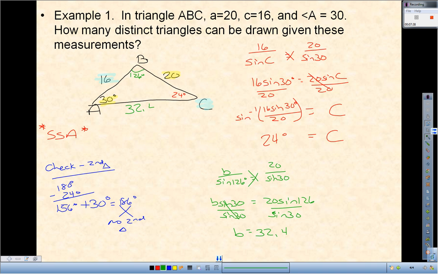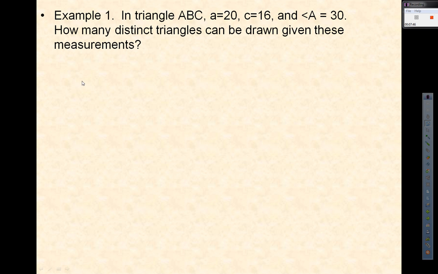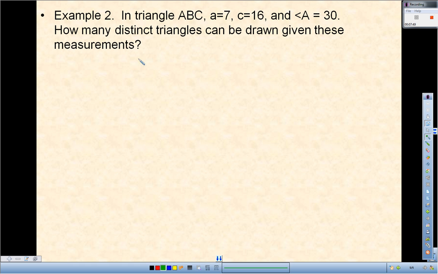All right, let's take a look at another example. For example 2, it says in triangle ABC, side A is 7, so I'm just going to label this A, B, C. Side A is 7, side C is 16, and angle A is 30 degrees. I'm just going to double check. This is side, side, angle. So definitely I need to check and make sure, because this could be no triangle, it could be one triangle, or it could even be two triangles to fit the given information. So I need to check it.